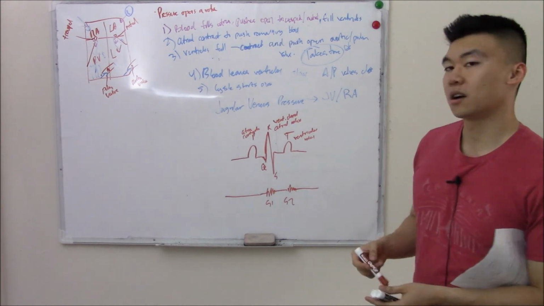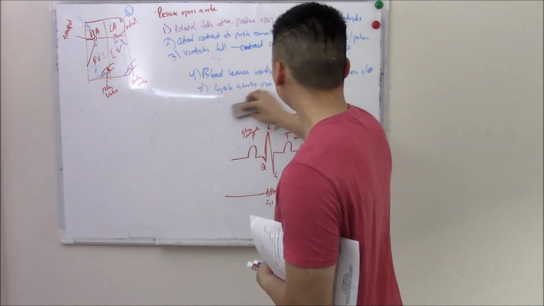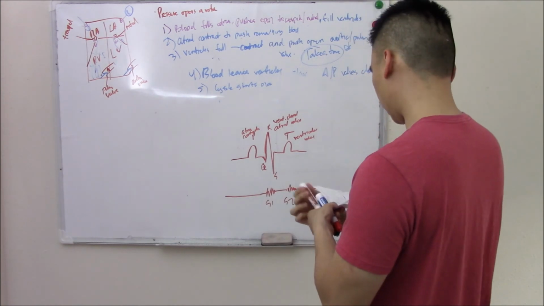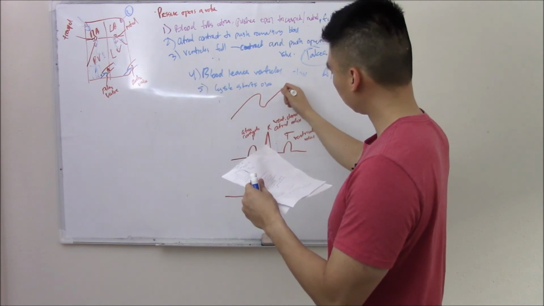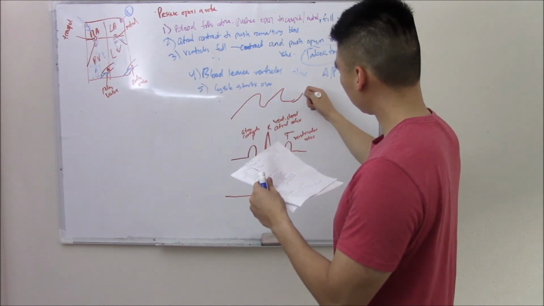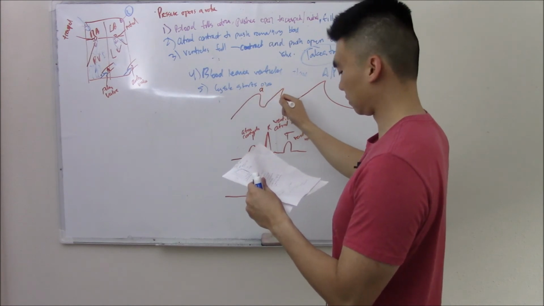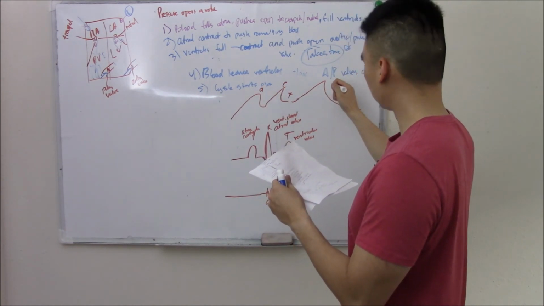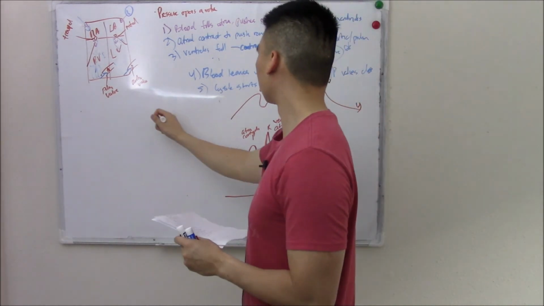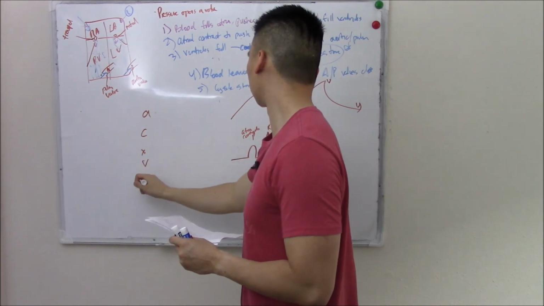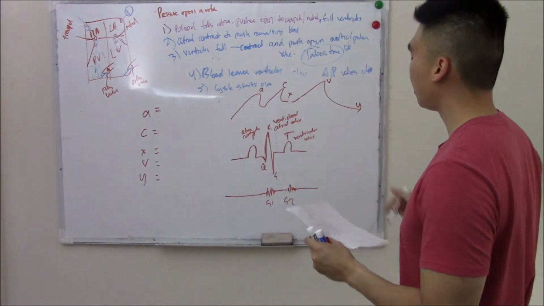Now let's finally talk about jugular venous pressure. This measures the pressure in your jugular vein and your right atrium, and it looks kind of like this. So you have A, C, X, V, and Y.